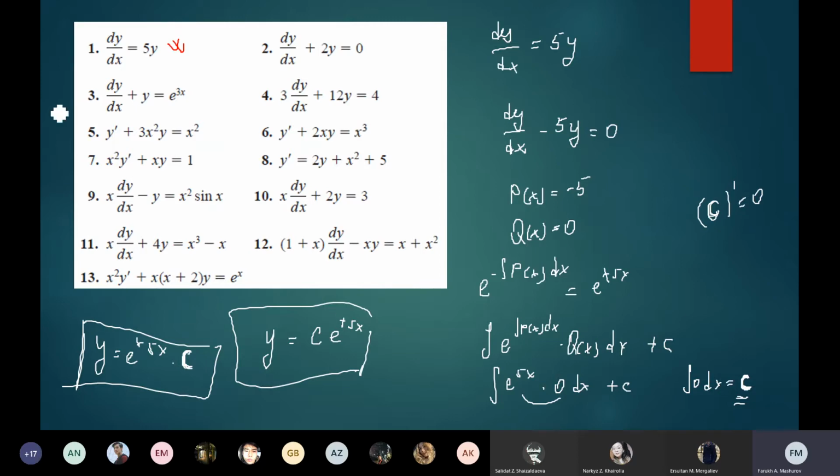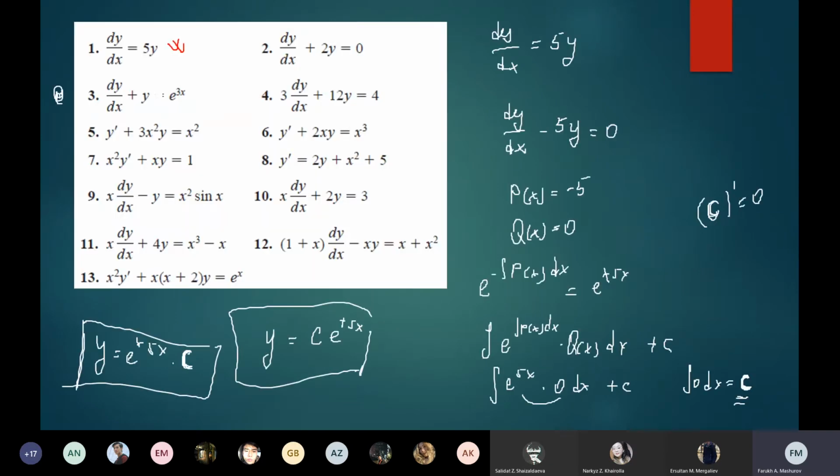Let's solve the third exercise. What will be p(x) here? Could you tell me? Let's write it on the next slide. Plus 2, 1. dy over dx plus y is equal to e to the power x. Am I right? Yes, e to the power 3x.